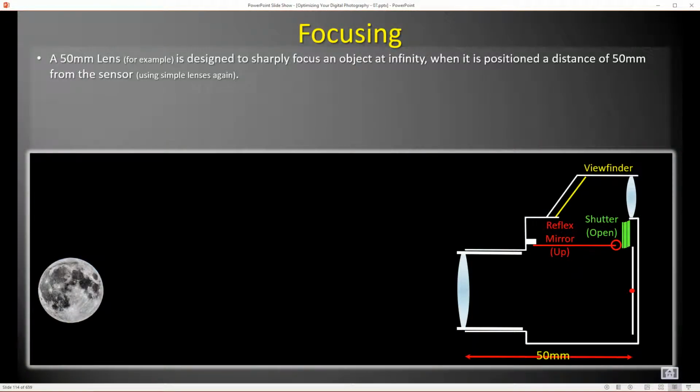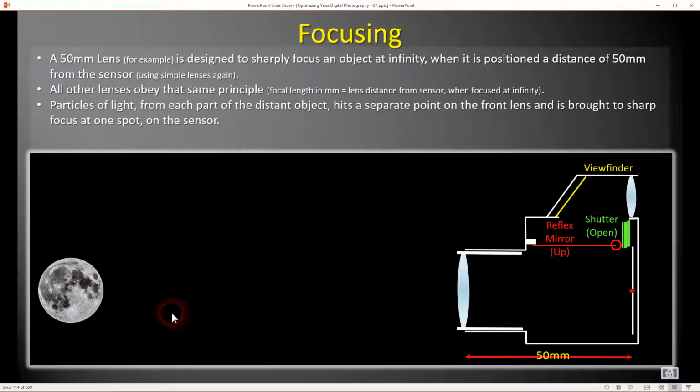So again, we've already covered some of this, but it's worth repeating it just so we get it clear. A 50mm lens, for example, is designed to sharply focus an object at infinity, and we're going to use the moon in this instance. Hopefully it's not at infinity, but it's close enough. So when it's positioned a distance of 50mm from the lens, and again we're using a simple lens, a 50mm lens positioned 50mm from the sensor should give us a nice sharp image. And all other lenses obey this same principle. A 100mm lens would be 100mm from the sensor to give you a sharp image of something at infinity.